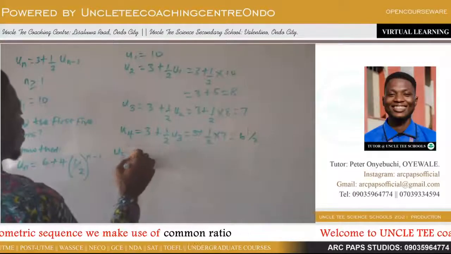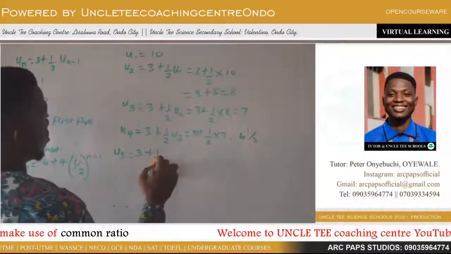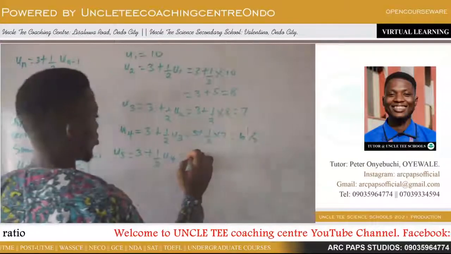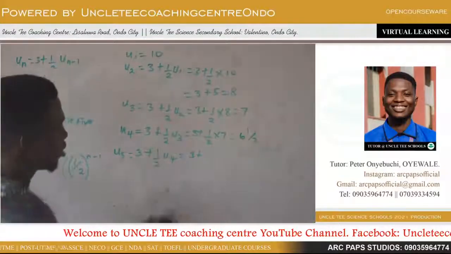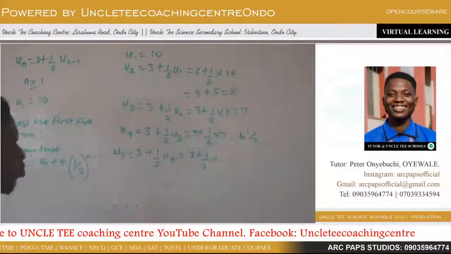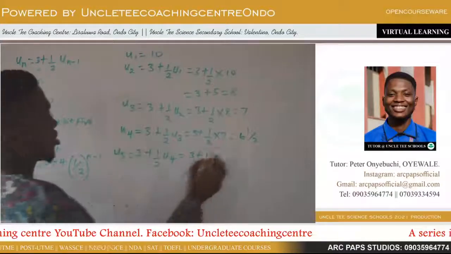Now our u5 will give us 3 plus 1 over 2 times u4. Now this will give us 3 plus 1 over 2 times 6 and 1 over 2, which is 13 over 2. 13 over 2, yeah.